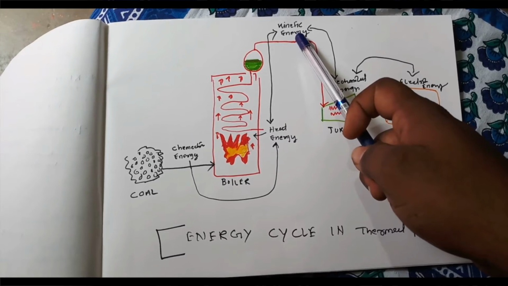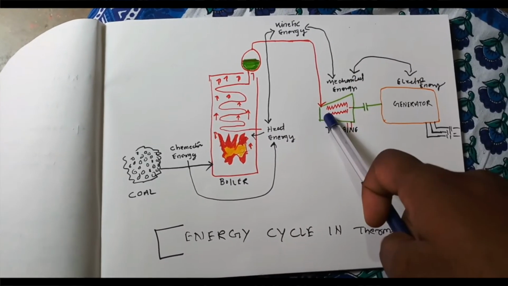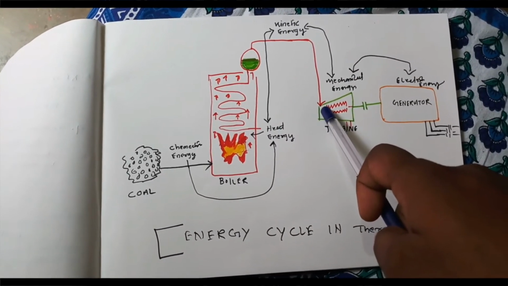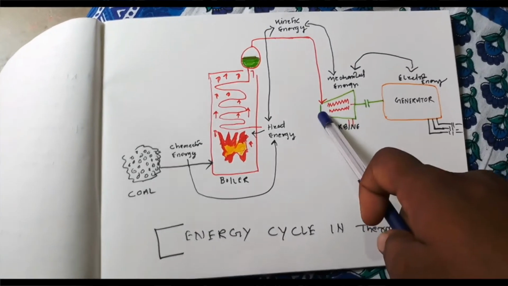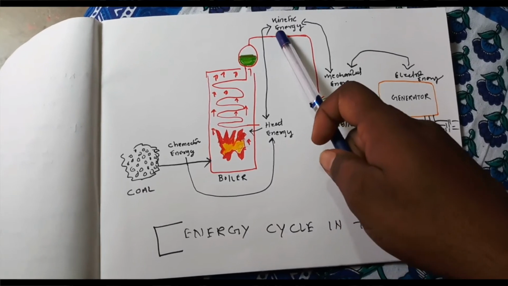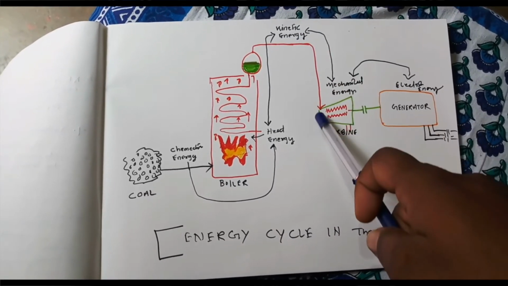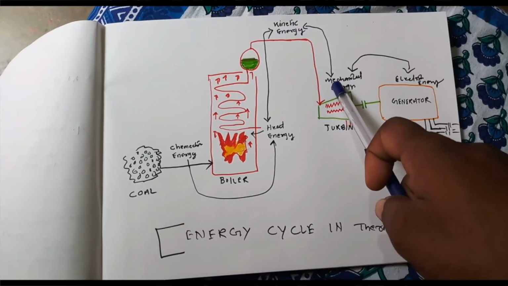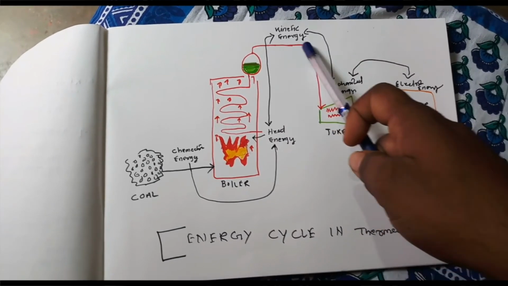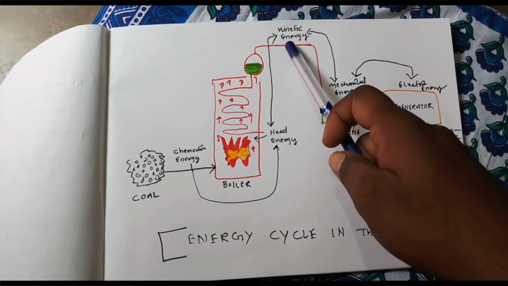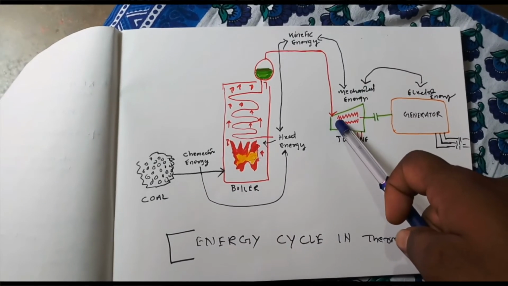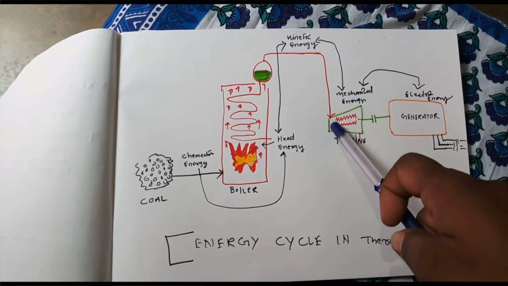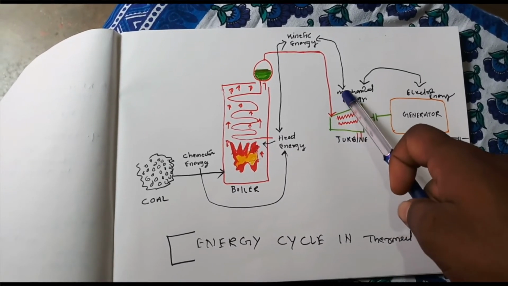After getting steam or kinetic energy, we have the steam turbine. As you know, the steam turbine is a prime mover, and we need some force to rotate it. So we utilize the kinetic energy available in steam in the steam turbine to get mechanical energy. From steam to steam turbine, the energy conversion is kinetic energy to mechanical energy.